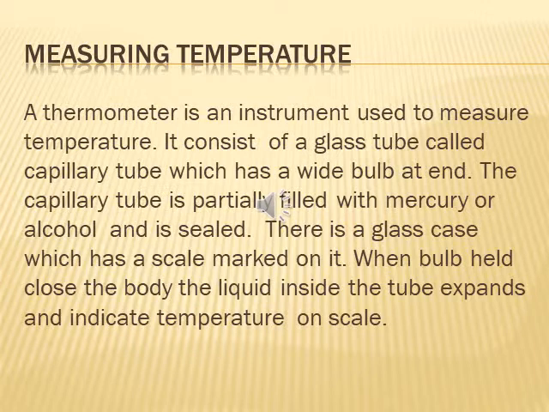Thermometer consists of a thin glass tube called capillary tube, which has a bulb at one end. The capillary tube is partially filled with mercury or alcohol, and it is sealed. There is a glass case outside the capillary tube which has a scale marked on it. When the bulb is held close to the body whose temperature is to be checked, the liquid in capillary tube expands and indicates the temperature on the scale.